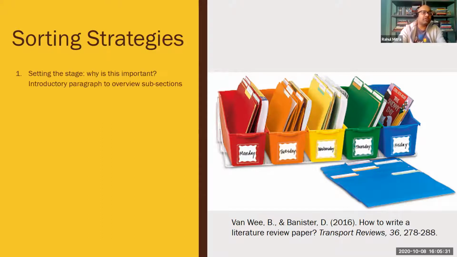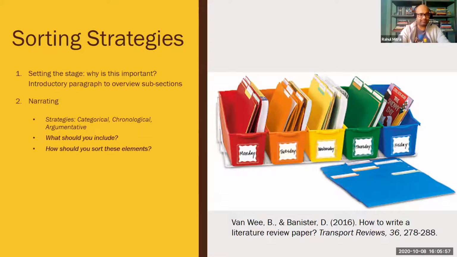So, what are some sorting strategies? First of all, set the stage. Why is this important? There should be an introductory paragraph at the start of your literature review to introduce the different subsections that will follow within that large literature review section, and what you want to emphasize.